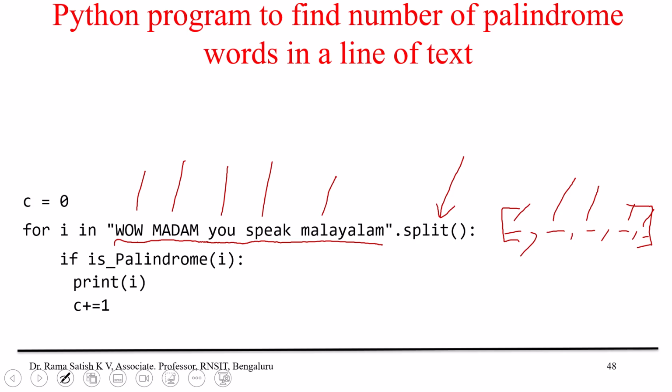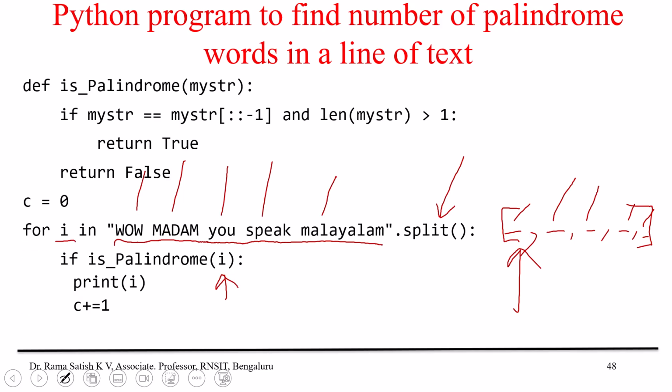Now you are creating a list of all the words, and in a for i loop, i first holds the first word. What is the first word? Wow. So you call the function is_palindrome of i. Wow is sent to my string, and it checks if my string is equal to my string[::-1], and if the length is greater than 1. Why are you checking this greater than 1?